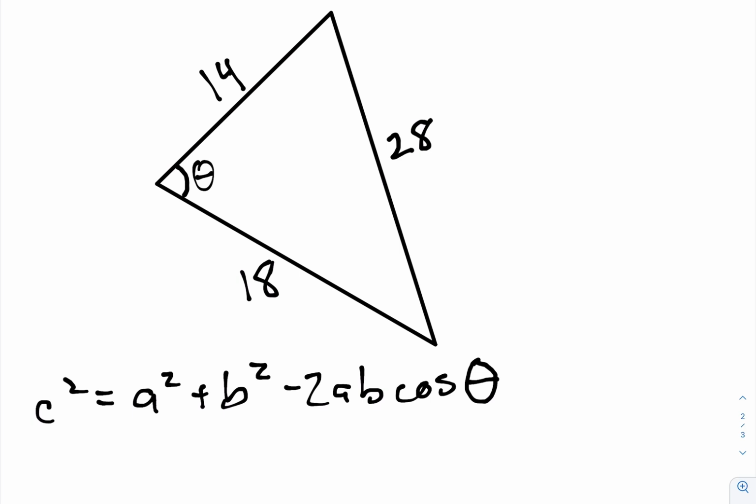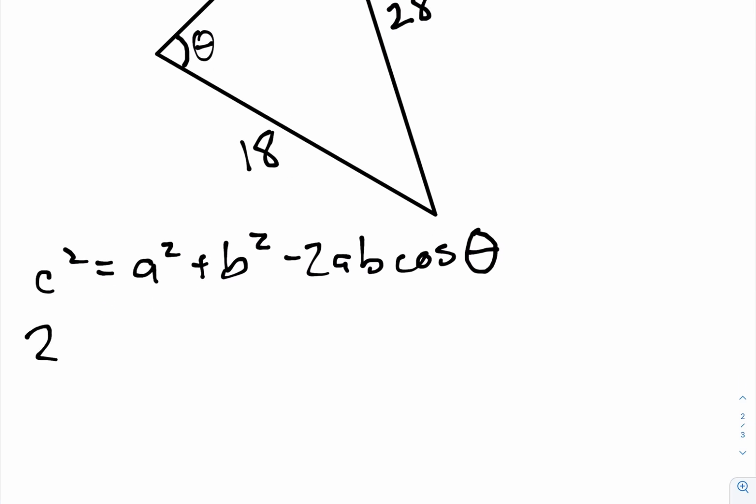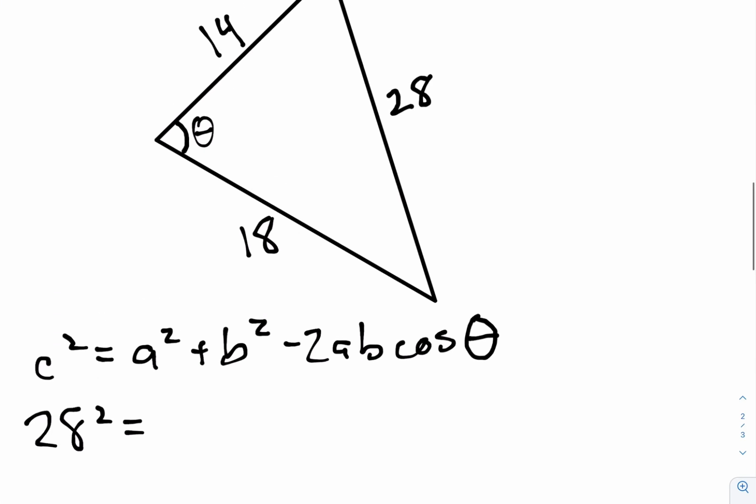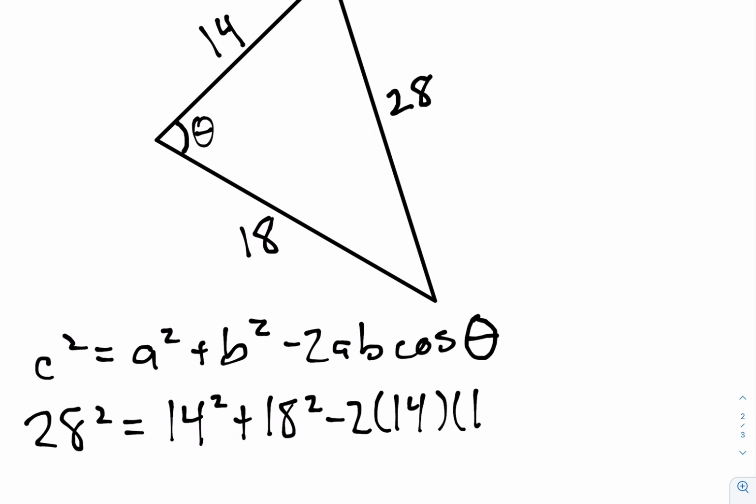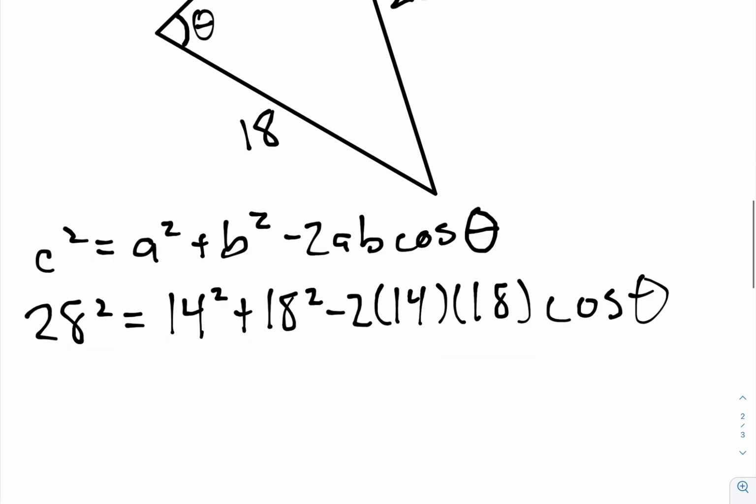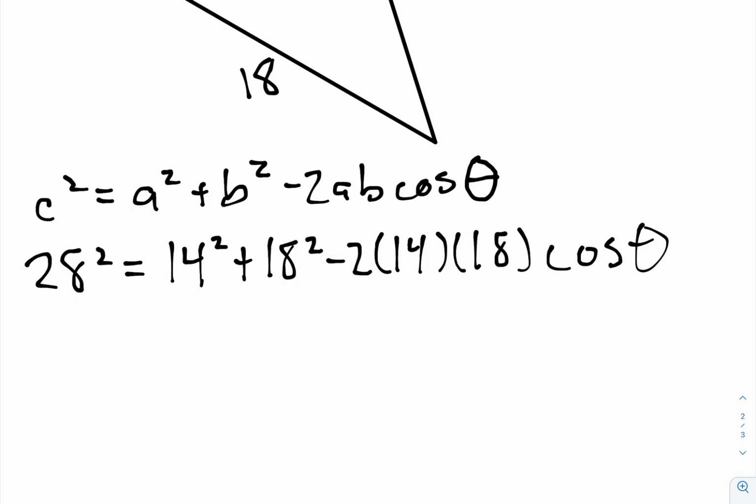Okay, so if we're trying to find this cosine theta, so the cosine of this, right, or just that angle itself, the opposite side to it is going to be our lowercase c. So that means that 28 squared is going to be our c squared. A squared and b squared, like I said, it doesn't matter once we already picked our c. Okay, so 14 squared plus 18 squared minus 2 times 14 times 18, right, minus 2ab, times the cosine of theta. So this takes a bit more algebra here. 28 squared is going to be 784.